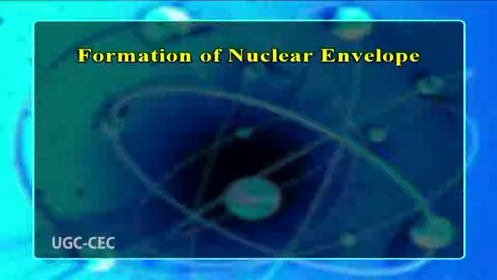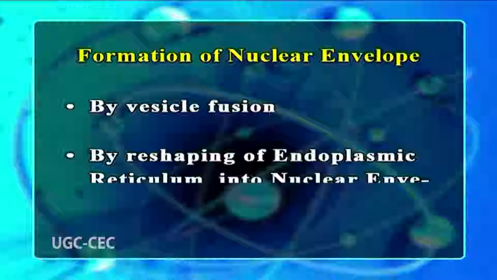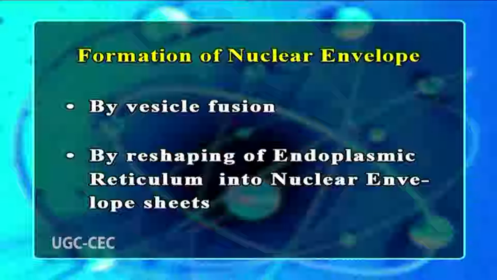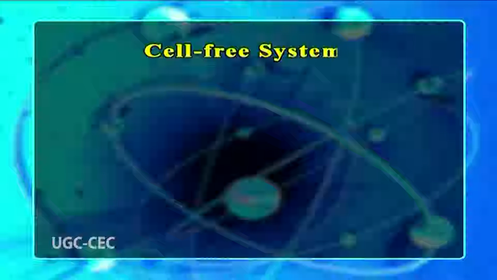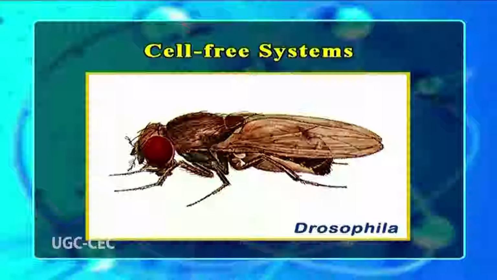There are essentially two different ideas about how the nuclear envelope is formed. First, by vesicle fusion, and second, by reshaping of the endoplasmic reticulum into nuclear envelope sheets. Based on biochemical data and electron microscopy observations, it was initially proposed that the nuclear envelope fragments into nuclear envelope vesicles. This idea is derived from cell-free systems, mainly of Xenopus, starfish and Drosophila.